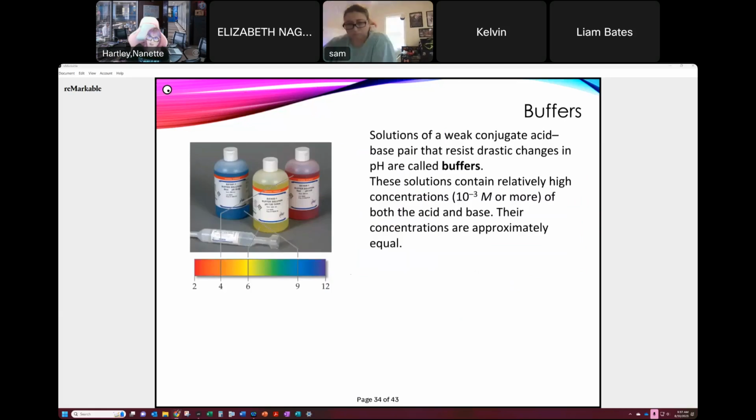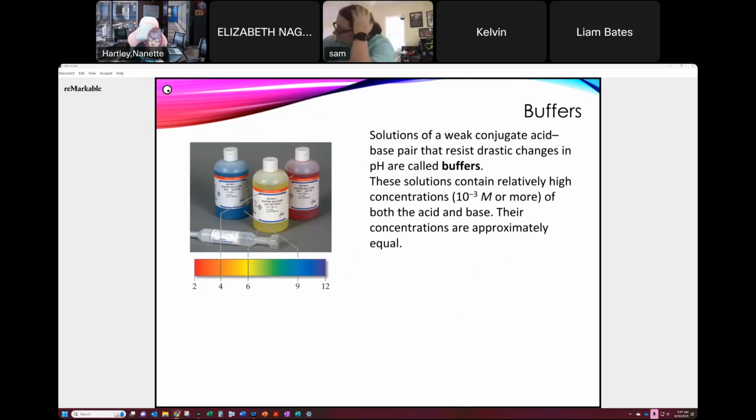Okay. So let's talk about buffers. We talked about them a little bit before we went into the lab. Now, a buffer is either a weak acid and its conjugate base pair or a weak base and its conjugate acid pair. These concentrations have to be relatively high, greater than 10 to the minus 3, for them to work as a buffer. And ideally, they'll be roughly equal in concentration so that we can add acid or base to it and get it to work.